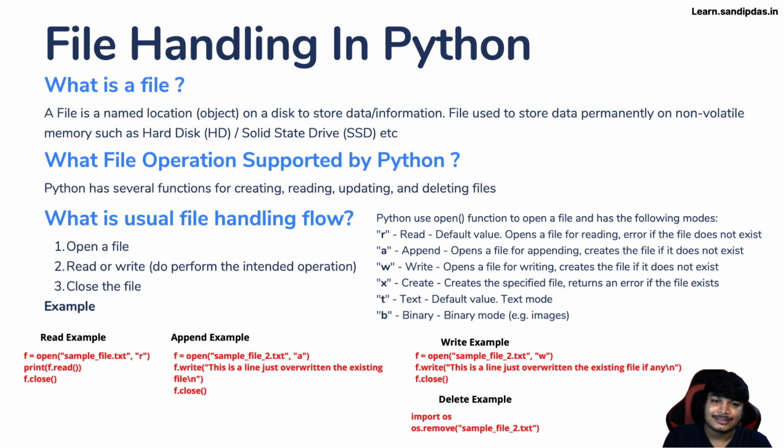Okay, and there are multiple ways to open a file. There is R, that is read mode, A, that is append mode, W, that is write mode, X, that is create mode, T, that is text mode, B, that is binary mode. Now let me show you an example so that it will be a clearer idea for you guys on how to handle files in Python. Okay, so let me show you.